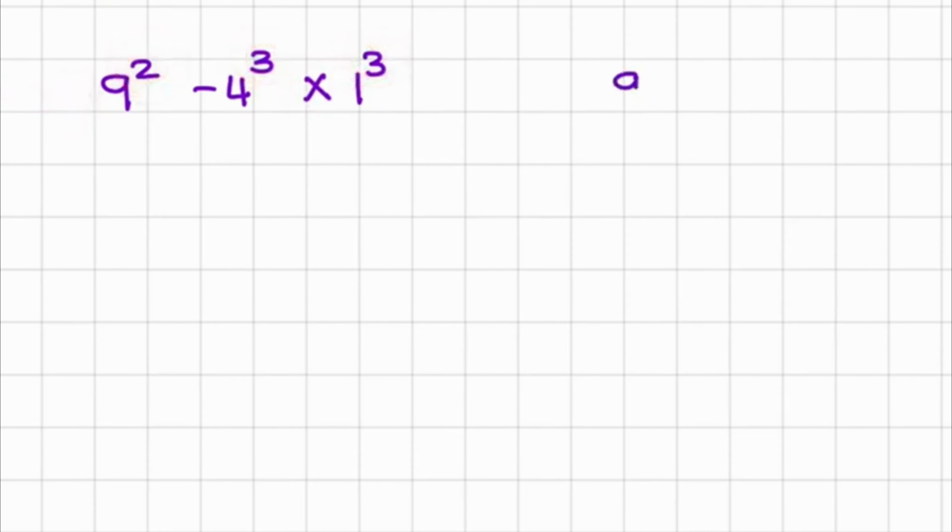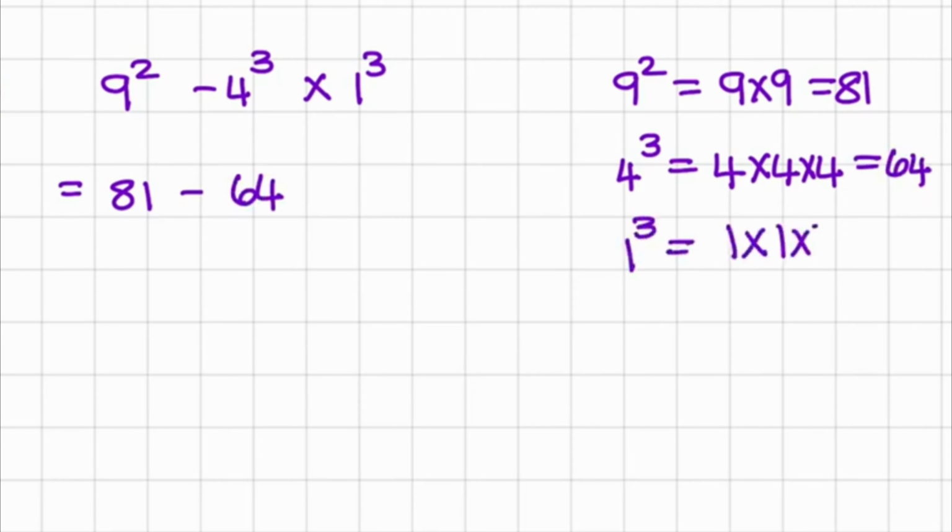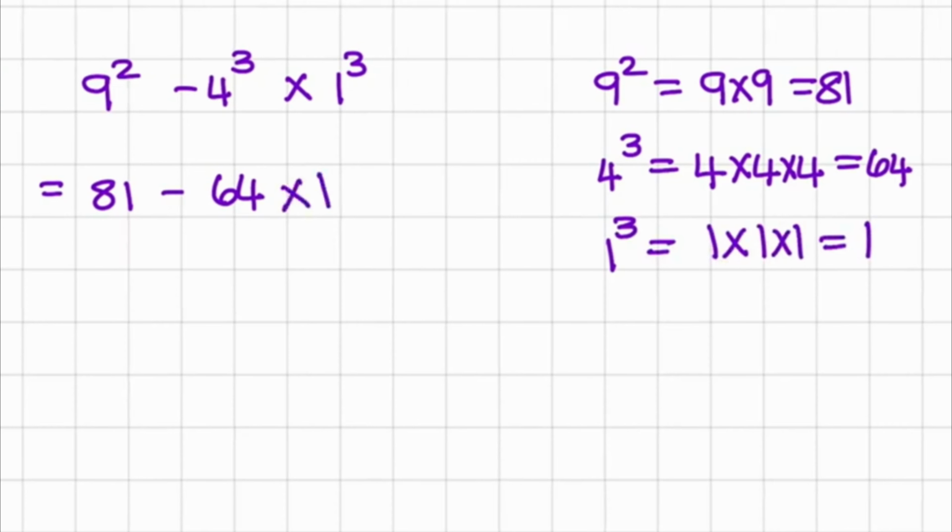So 9 squared is the same as saying 9 times 9, which is 81. Remember, the power tells us how many 9s we need. So this is 81 minus 4 raised to the power of 3. So that is 4 times 4 times 4, which is equal to 64. And then 1 raised to the power of 3 is 1 times 1 times 1, which is equal to 1. And that is simply equal to 1.